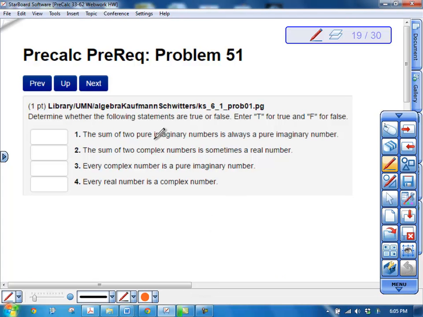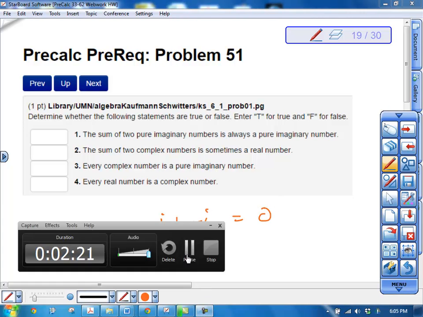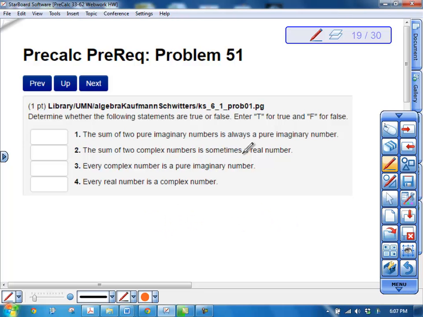Alright, this problem, the sum of 2 pure imaginary numbers is always a pure imaginary number. Not necessarily, right? We could add i plus -i and get 0, which is a real number. Okay, the next one, the sum of 2 complex numbers is sometimes a real number. Sure, if you have, I don't know, 3i plus -3i, when you add those, once again you get 0, and that's a real number. So yeah, that's true.